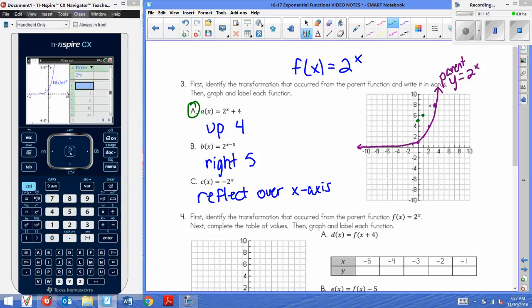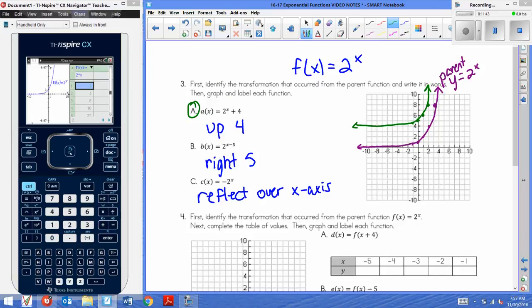And will we be able to get this one? Yes, but it looks like our graph now has an asymptote at y is equal to 4, where it used to be y is equal to 0. So you can see that the asymptote actually follows our shift as well.